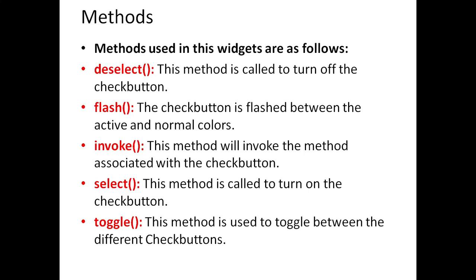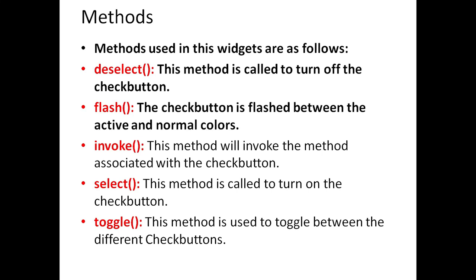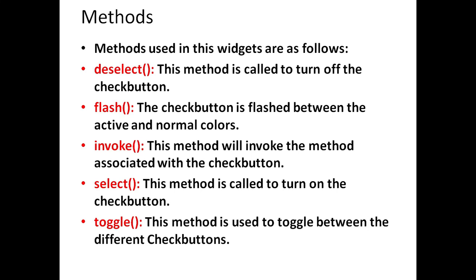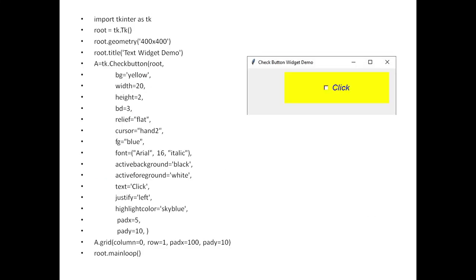Different methods used with check button widgets are: deselect, which is used to turn off the check button. Flash is used to make the check button flash between active and normal colors. The invoke method will invoke the method associated with the check button. The select method is called to turn on the check button. And the toggle method is used to toggle between the different check button states. Here we will see an example.